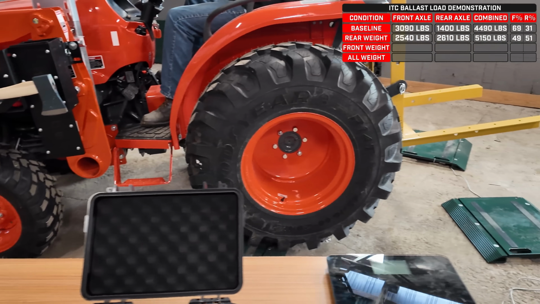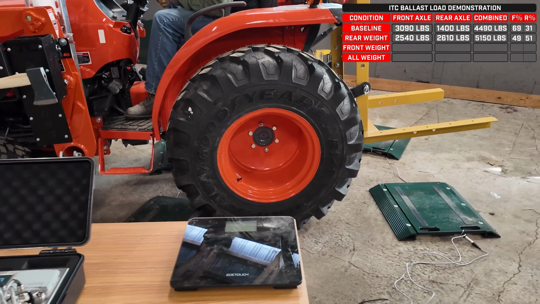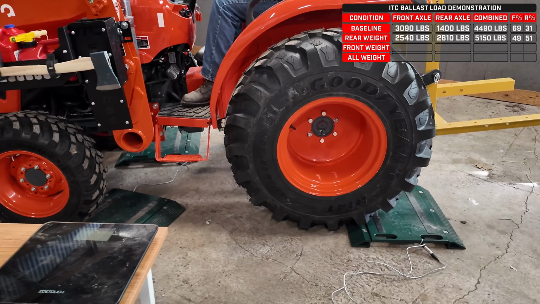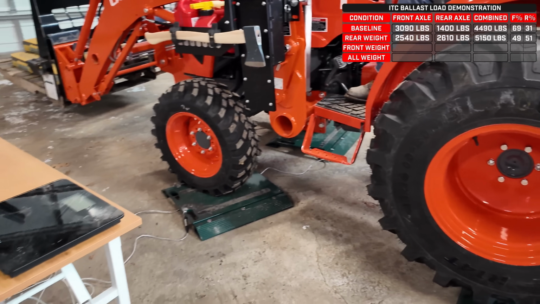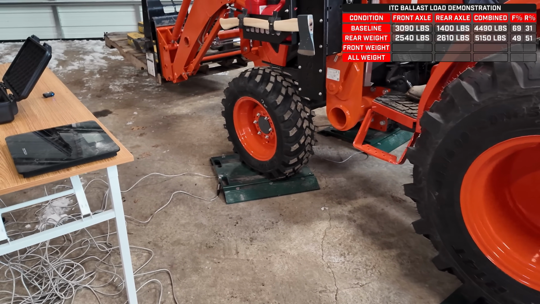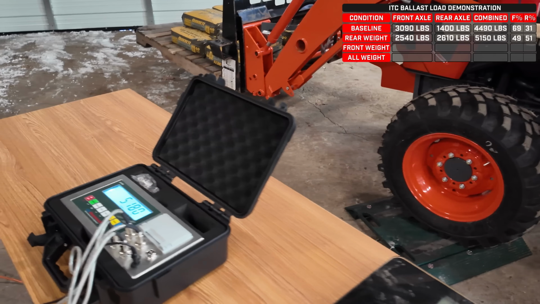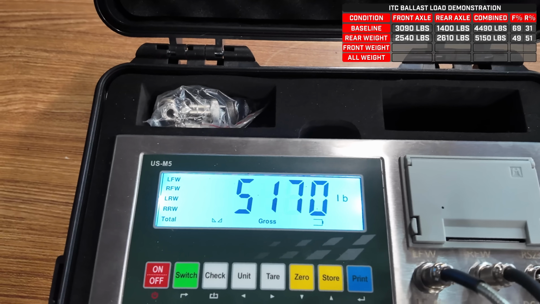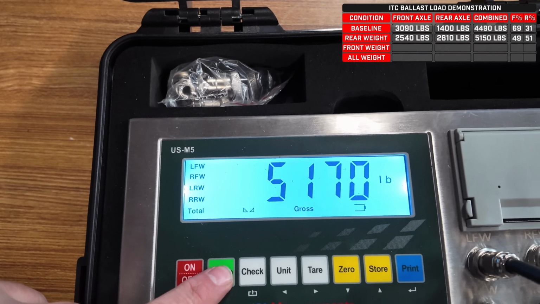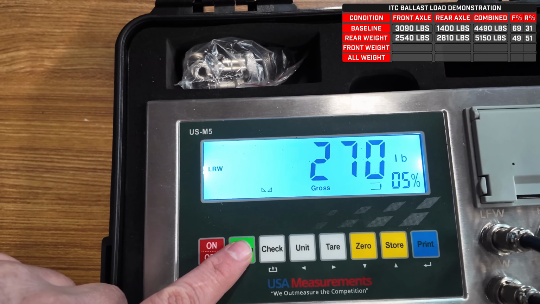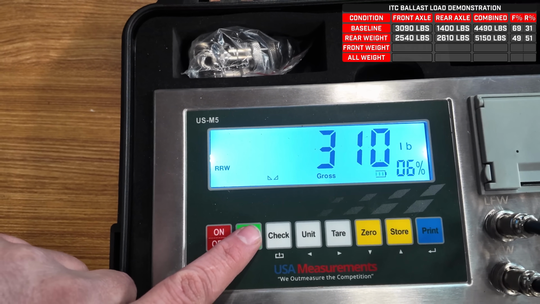So now we've got the front load, we've got nothing on the back, and we're going to back this tractor back up onto the scales. There's roughly the same amount of weight on the front of this pallet as there is on the pallet on the back of the tractor. So now we have a combined weight of 5160, front left 2290, front right 2300, left rear 270, and right rear 310.